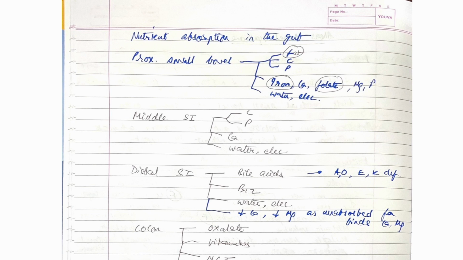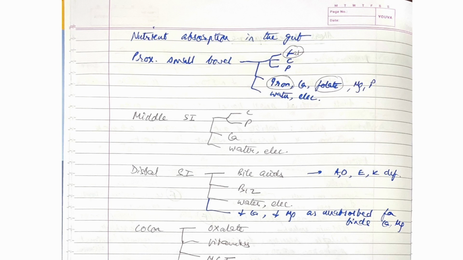Nutrient absorption in the gut. From the proximal small bowel, there is fat, carbohydrate, and protein absorption. There is iron, calcium, magnesium, phosphate, and folic acid absorbed. And you have water and electrolyte absorption. While in the middle small intestine, fat is not absorbed so much as carbohydrate and peptides. Calcium gets absorbed here, and water and electrolytes.